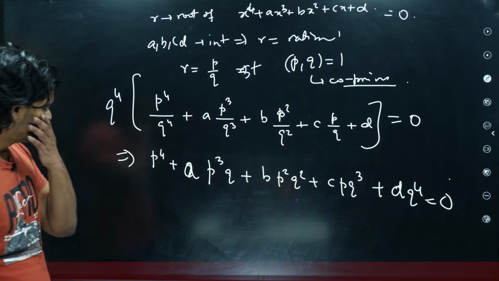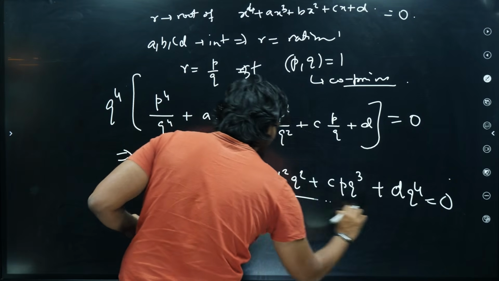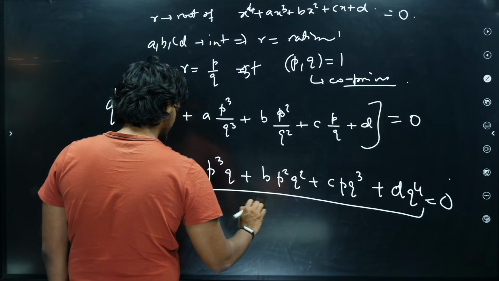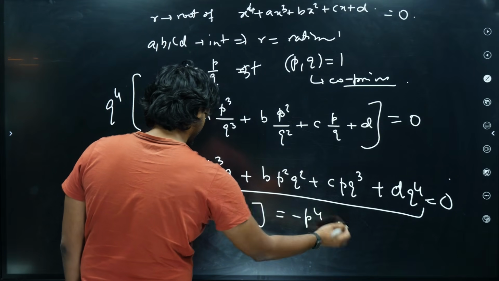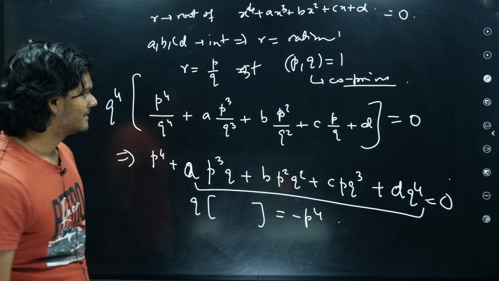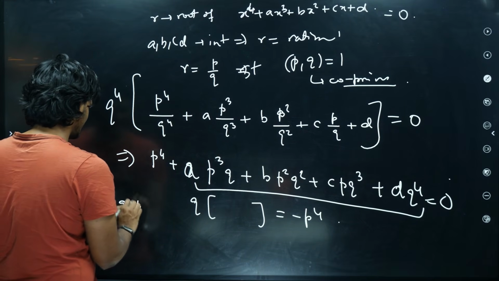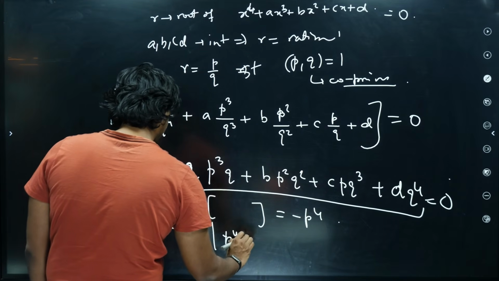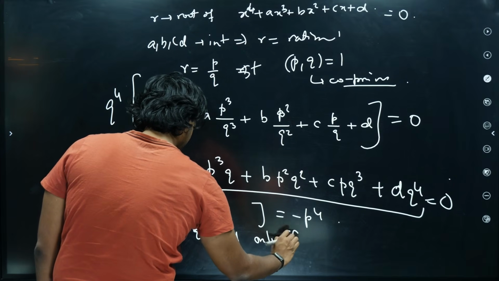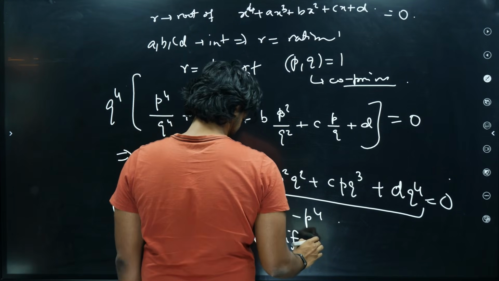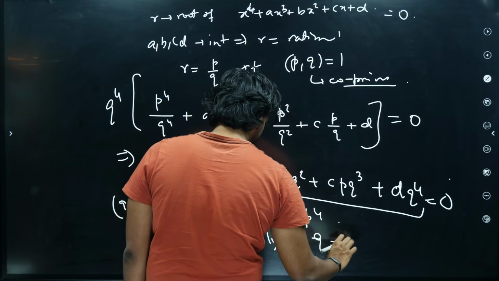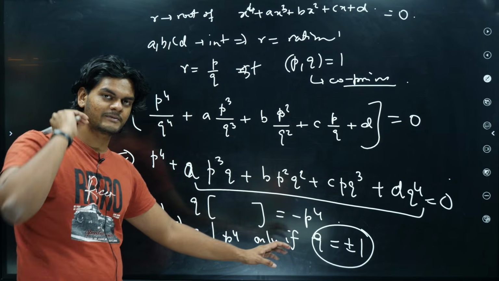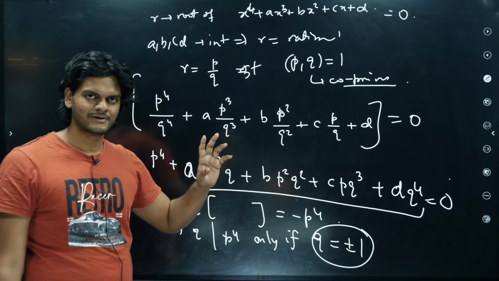You see that I can take q common here. So I can write q into something is equal to minus p power 4. How is that possible? And we know that q and p, the GCD is 1. That implies that q divides p power 4 only if q is plus or minus 1. There is no other choice. If q is not plus or minus 1, this is not possible at all. So this is the proof.